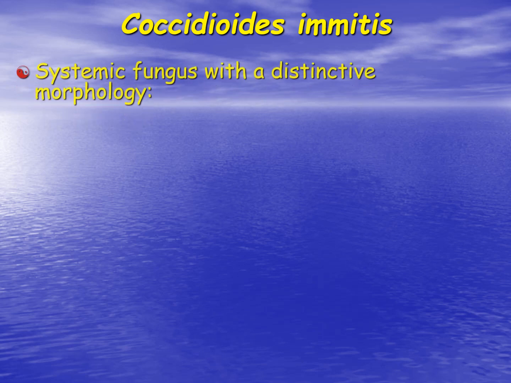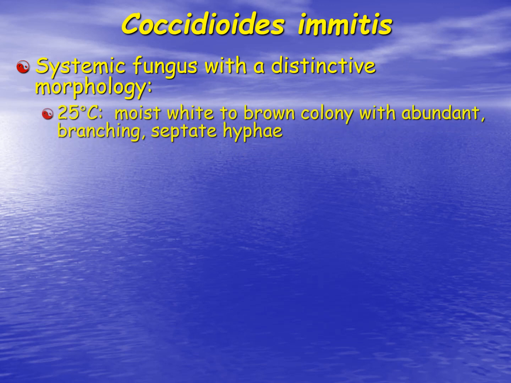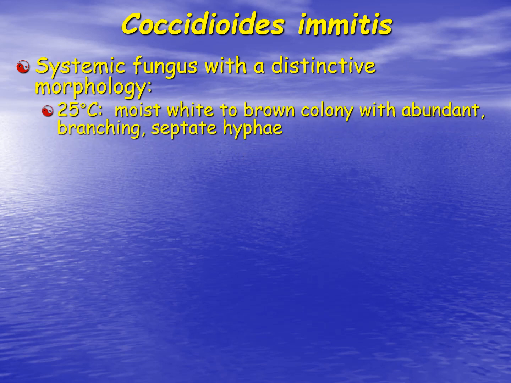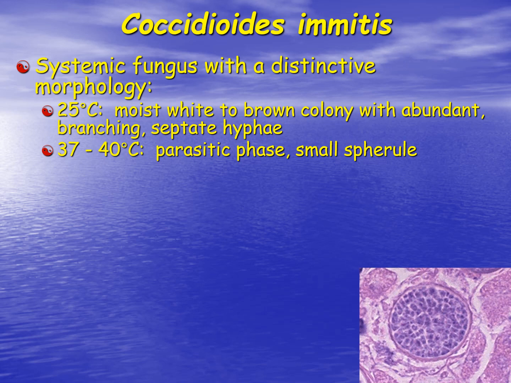Coccidioides immitis is another systemic fungus with again a distinct morphology. At 25 degrees Celsius, so at room temperature, Coccidioides grows a moist white to brown colony with abundant branching septate hyphae, so it grows mold. But at body temperature, it actually becomes a yeast. So Coccidioides is one of these dimorphic fungi, and it's at body temperature that it becomes a parasite.